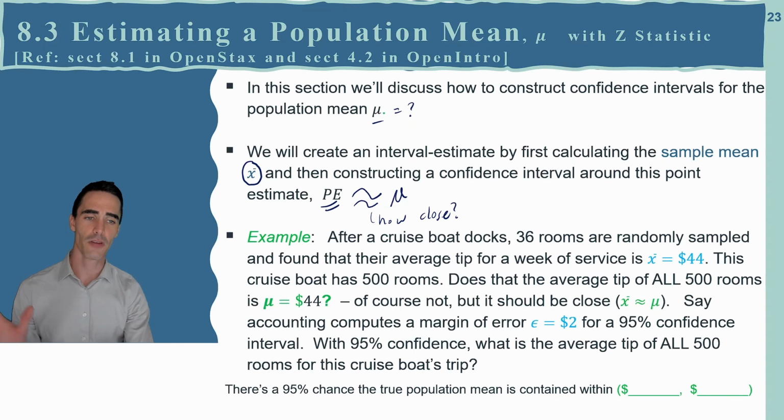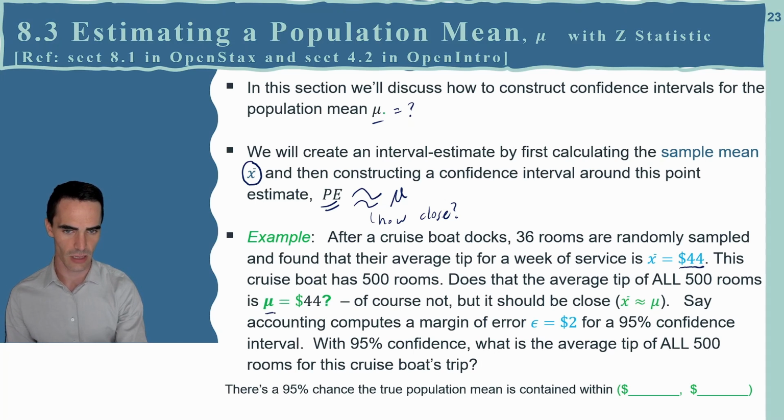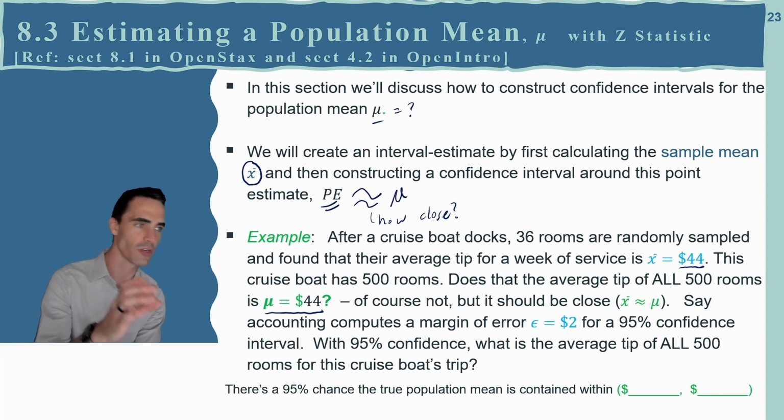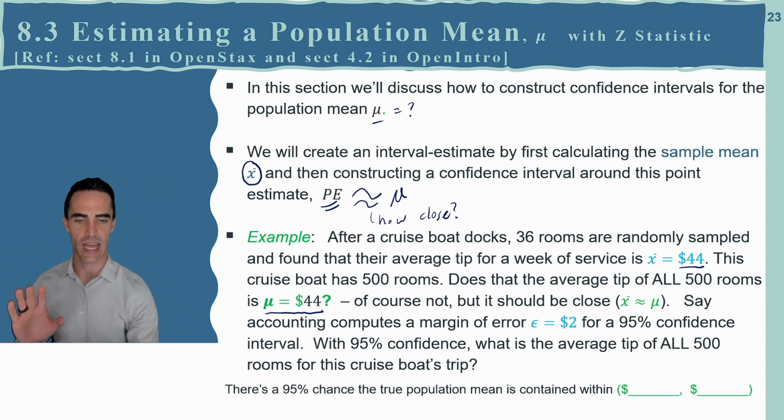So look, after a cruise boat docks, 36 rooms are randomly sampled and it's found that their average tip for a week of service is $44. That's just from the sample of 36 rooms. This cruise boat has 500 rooms. And so the question is, does this average tip of all 500 rooms mean this? Well, of course not, right? I can't just talk to 36 and somehow project that exactly. There's not a perfect relationship between these two, but it should be relatively close.